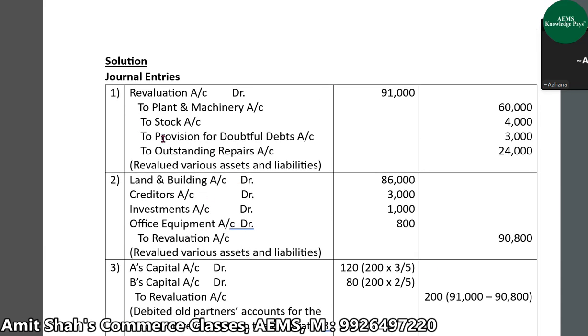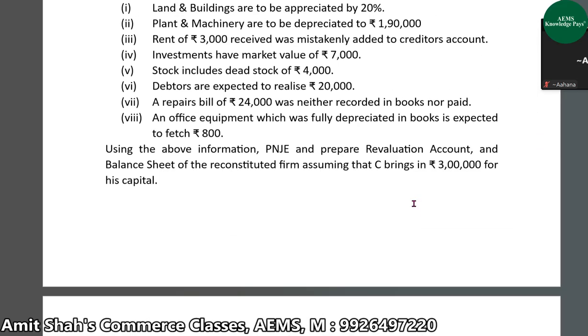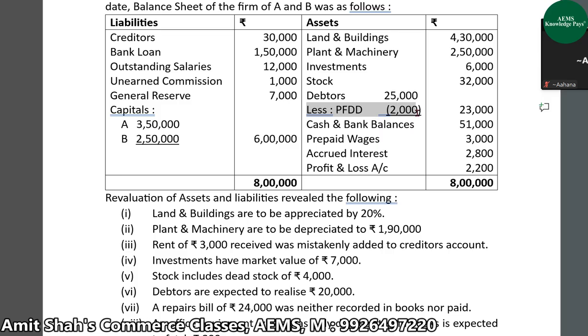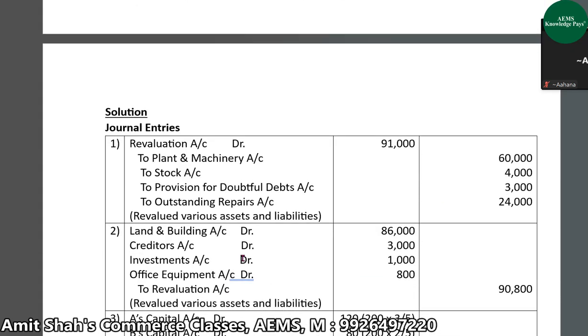We have created provision for doubtful debts by 3,000. Earlier, PFDD had a credit balance of 2,000. This is a credit balance, guys. I hope you all understand this from what you learned in class 11th. PFDD account always has a credit balance. So it already had a credit balance of 2,000. We created it further by rupees 3,000. So now the balance of PFDD is 2 plus 3, 5,000.